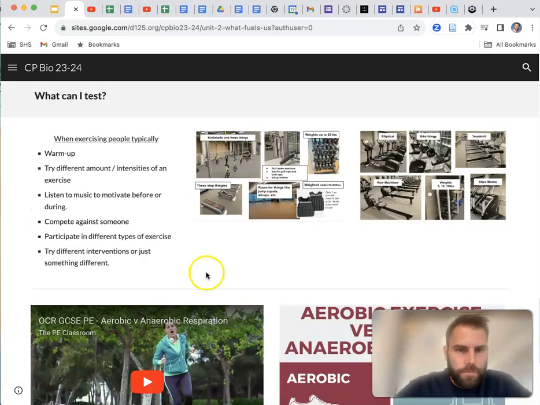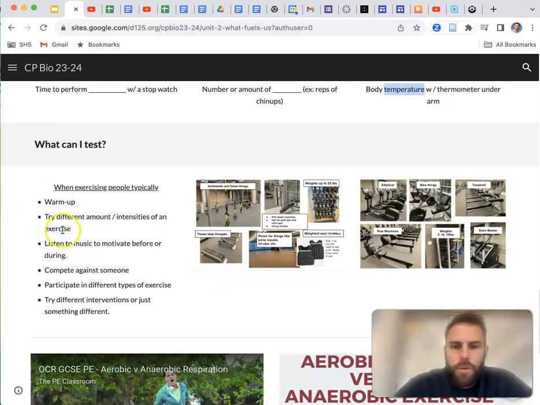Well, here, I want you to just think about what do people do when they exercise? They warm up, they try different amounts or different intensities of exercise. They might do just different types of exercise. They might listen to music beforehand to motivate them, compete against someone, try different interventions or just something different. So these are all things that you could add in, change, right?